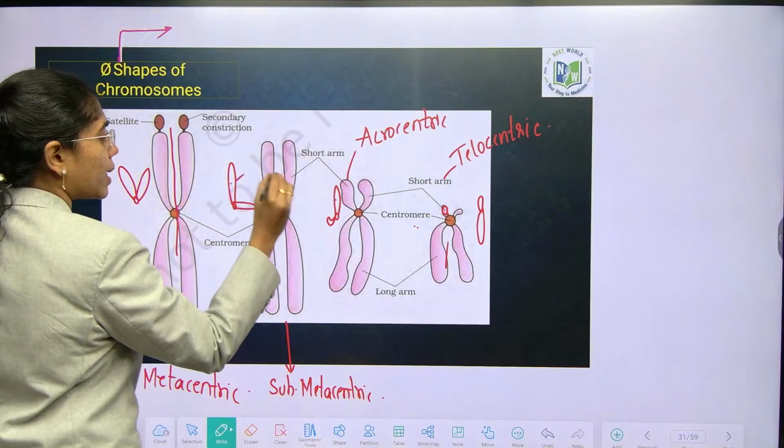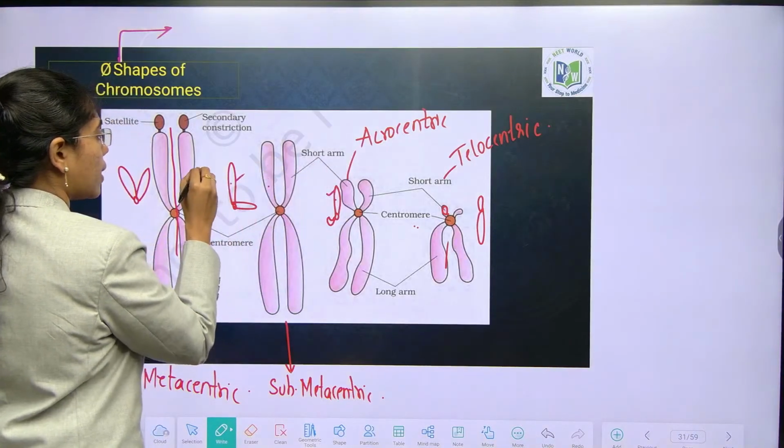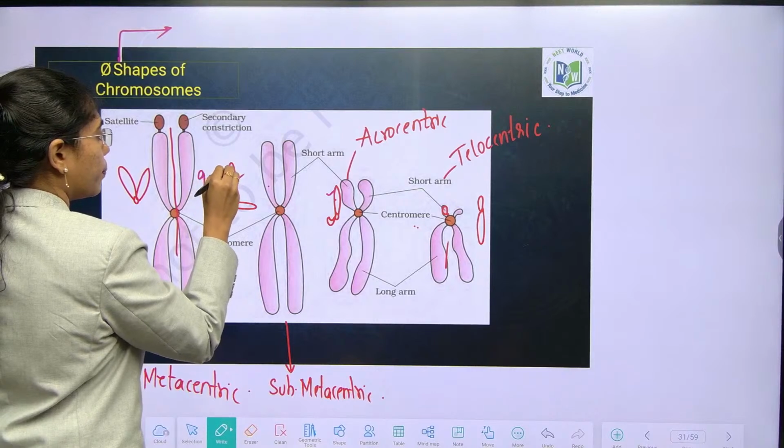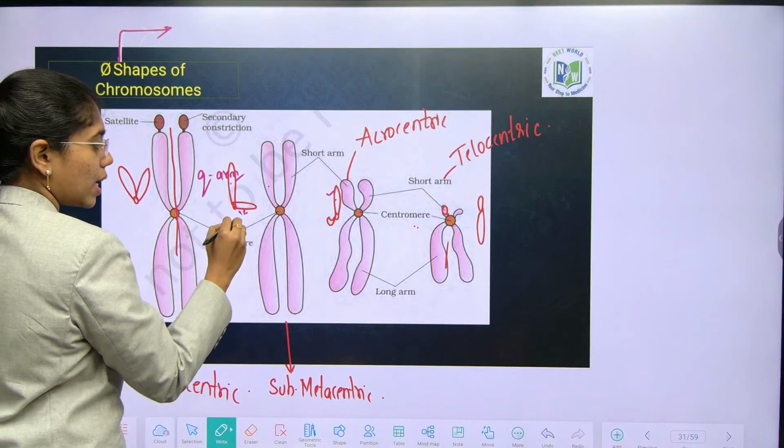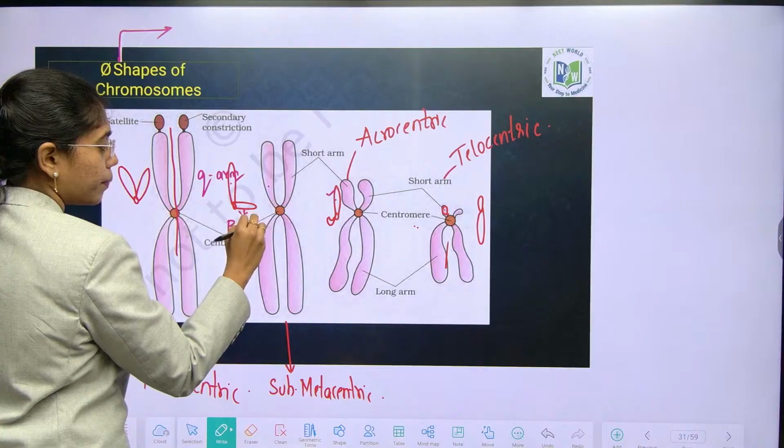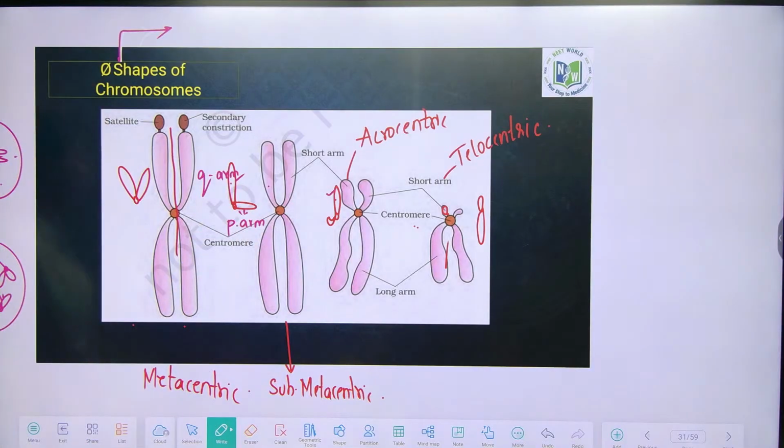Means one long arm and one short arm. The long arm, in both submetacentric and acrocentric, is addressed as the Q arm. The short arm is addressed as the P arm. Long is Q, short is P.